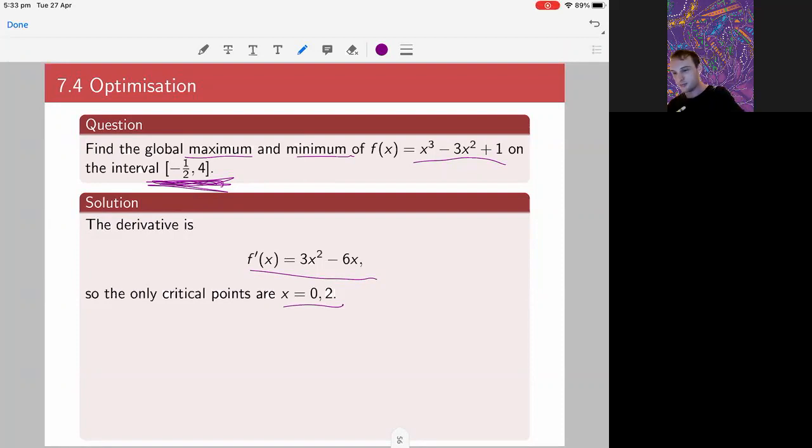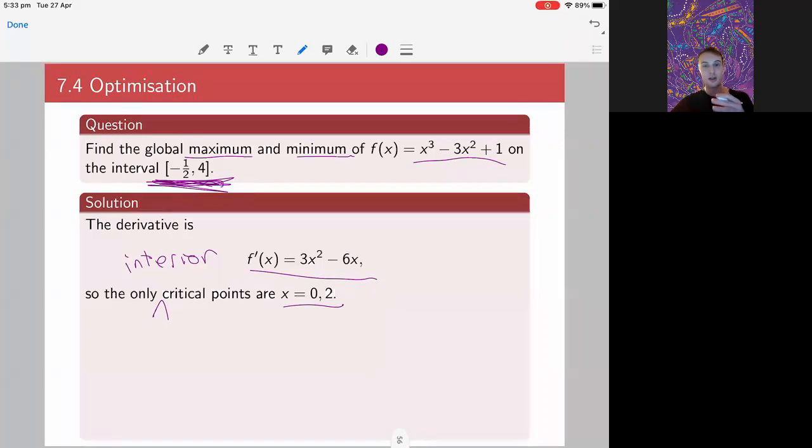I think I should be a bit careful here. The only interior critical points are x equals 0 and 2. Because remember, critical points are where the derivative is 0 or where the derivative does not exist. Since we're only looking at this function on the closed interval, technically speaking, the function is not actually differentiable at those endpoints, so they're critical points as well.